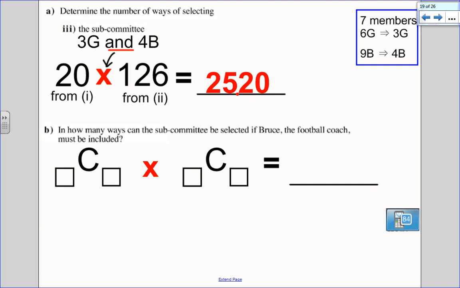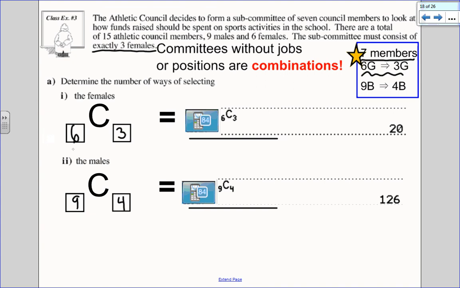Now, next question. How many ways can the subcommittee be selected if Bruce, the football coach, must be included? So let's look. So back over here for our committee, we had 6C3 for the girls, 9C4 for the boys.